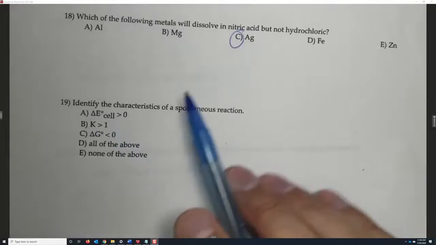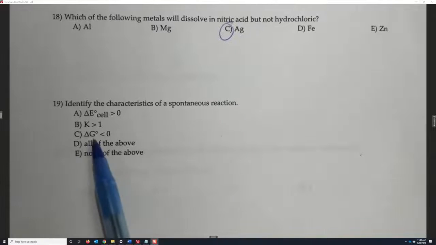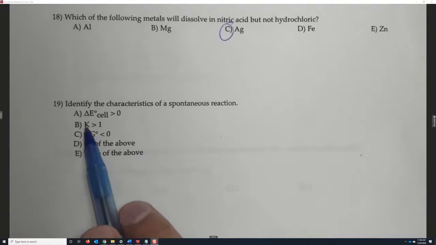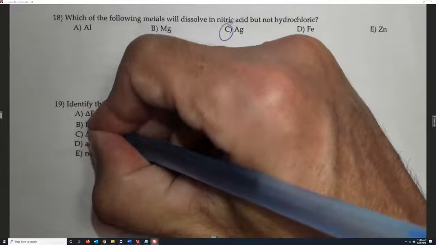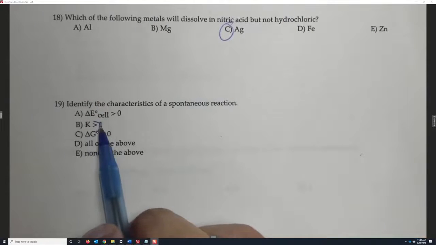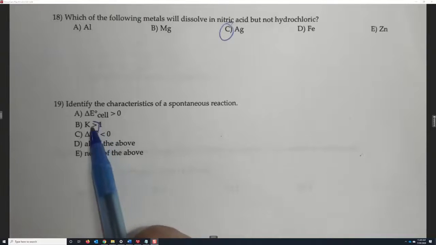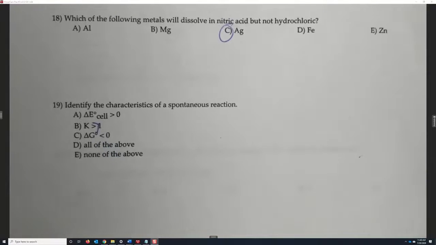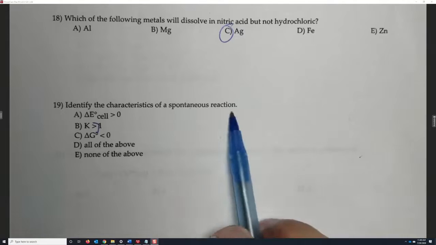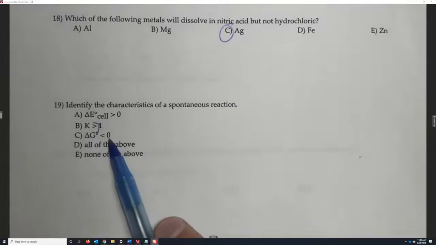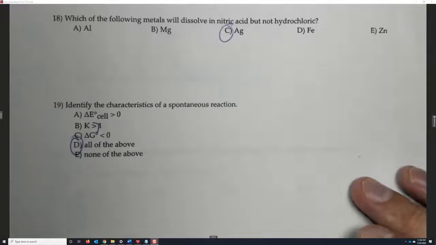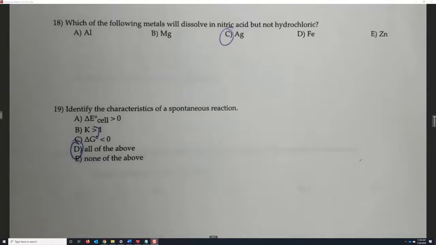Question 19 says, identify the characteristics of a spontaneous reaction. E cell is greater than 0. Whenever E cell is positive, the reaction is spontaneous. K is greater than 1. It probably should say much greater than 1, but K being much greater than 1 means that the products are favored, because K is products over reactants. So if it's much greater than 1, you have much greater products than reactants. It means the forward reaction is favored, or it's spontaneous in the forward direction. And if delta G is less than 0, if delta G is negative, the reaction is spontaneous. So in this case, all of the above indicate spontaneous reactions.